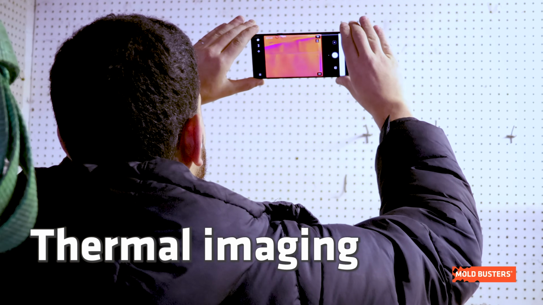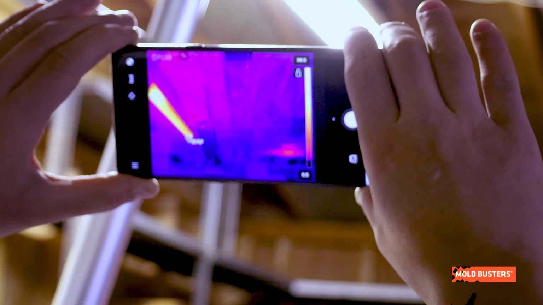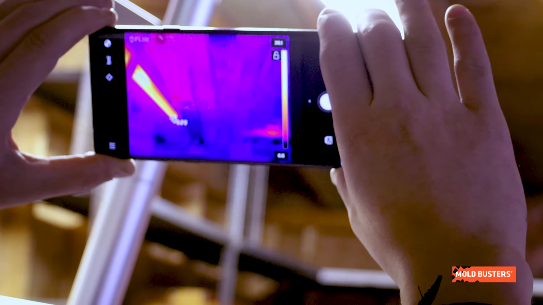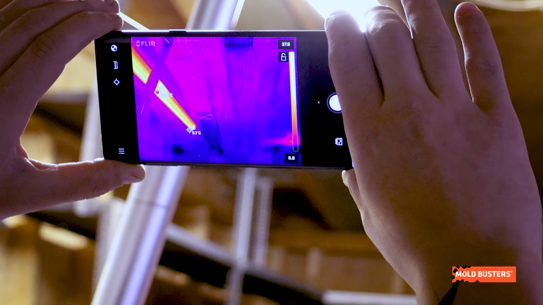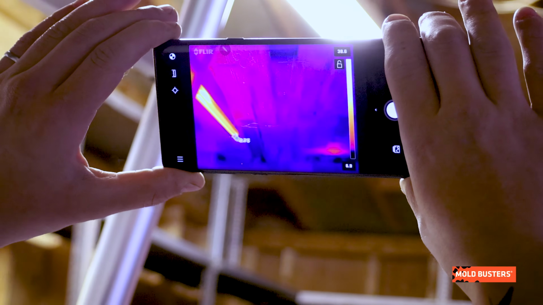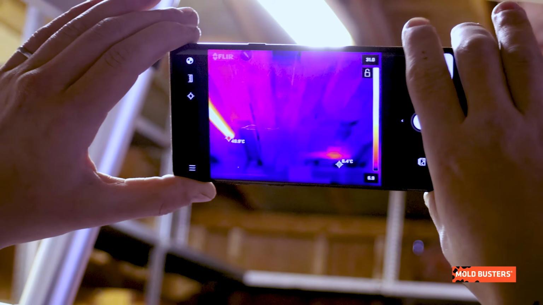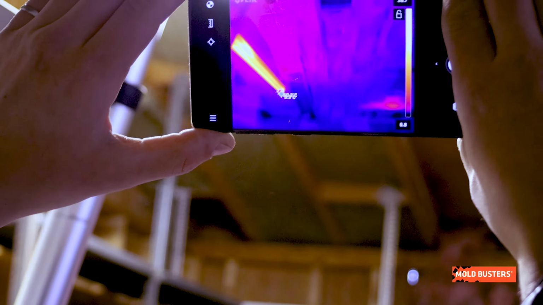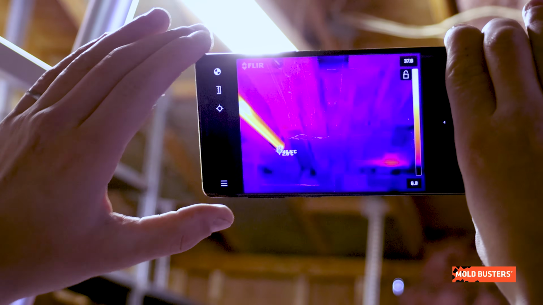So next up, I'm going to be using the thermal imaging camera to see if there's any other areas in the ceiling of the garage that may have an active leak. So what I'm looking for here is any thermal anomalies. Thermal anomalies could be due to one of two things. The first one is if there's a water intrusion. The second one is if there's an air leak or inadequate insulation.